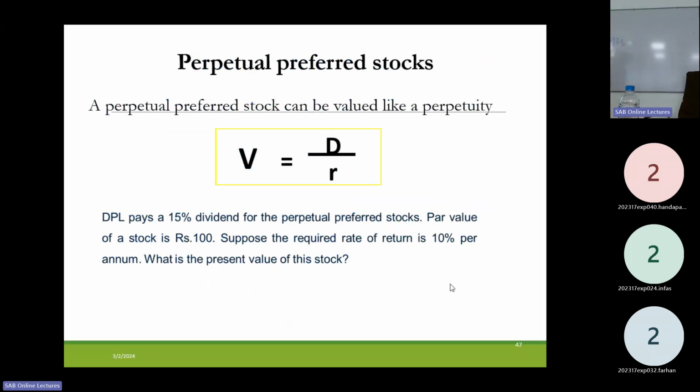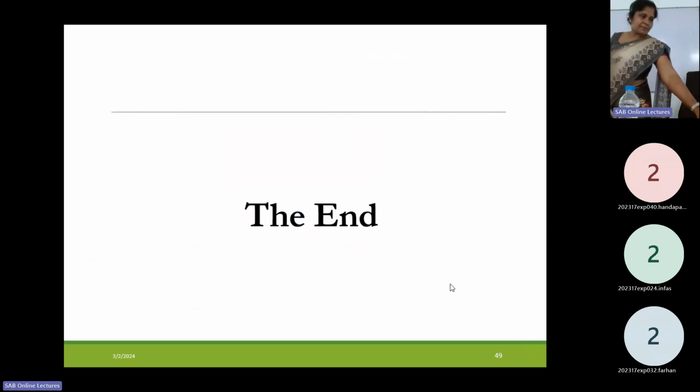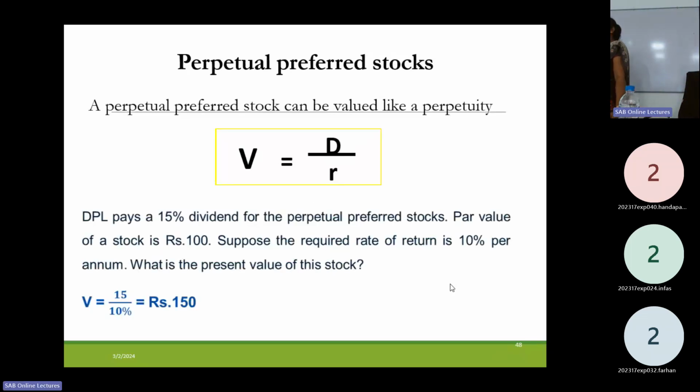So this is a perpetual type of preference share. Value is equal to 15 rupees divided by the preference shareholders' required rate of return, 10%. So you will get 150. This is the end of the security valuation. We discussed security valuation, bond valuation, ordinary shares, and the preference shares. So now our next lesson, risk and return.